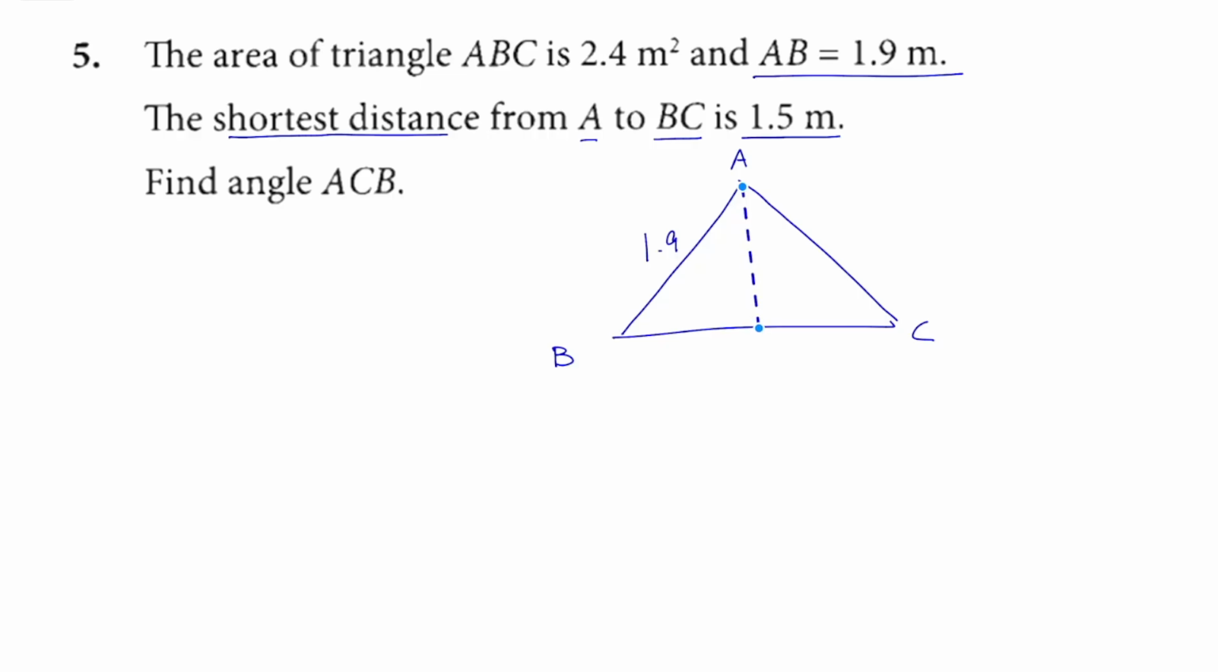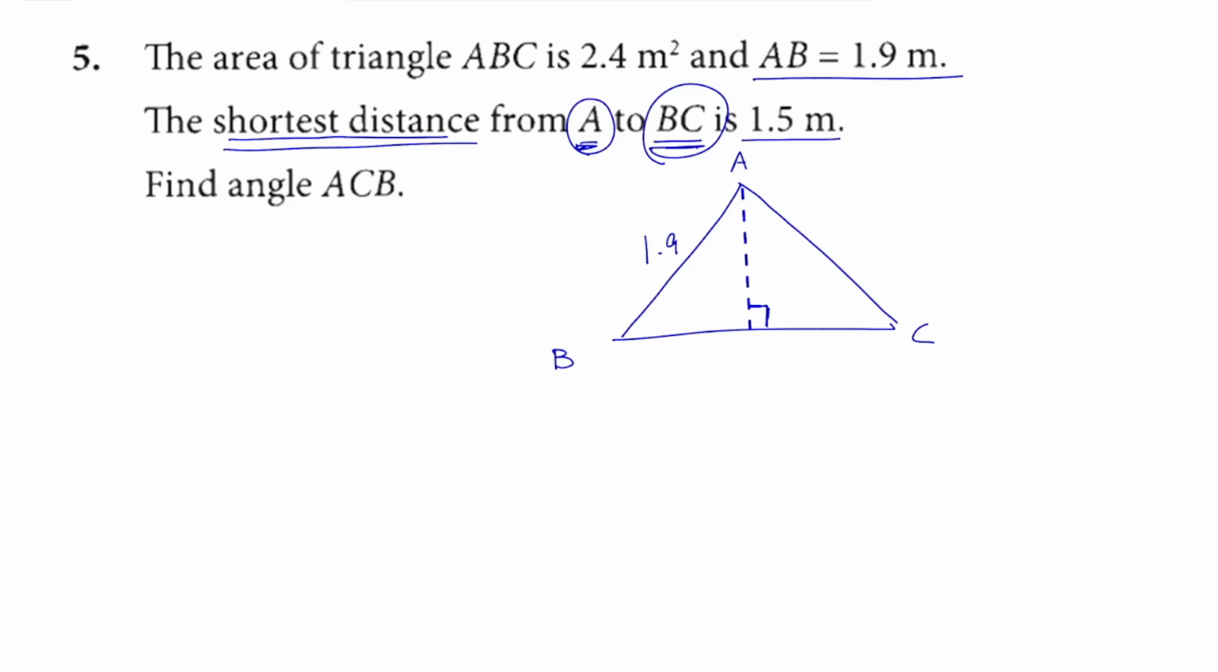As I move over to the other side towards point C, you notice that the lines start to grow longer and longer. So where is the shortest line? The shortest line is over here. And this short line will form a right angle with line BC. So whenever you see the shortest distance from one point to the line, they're asking you to draw a perpendicular line from the point to the line, like this.